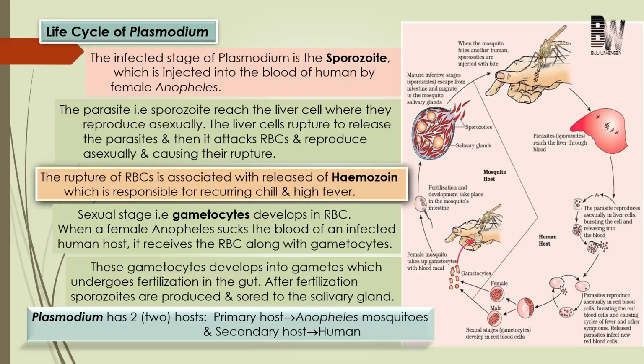Gametocyte. In case of human being, which type of reproduction takes place? Asexual. And in case of mosquito, which type of reproduction takes place? Sexual. And in case of human being, this parasite will attack liver cell and RBC. And in case of mosquito, it does not infect any body part. So this is something about the life cycle of Plasmodium. And if you understand the life cycle of Plasmodium, then you can easily know how malaria is transmitted from one person to another person.